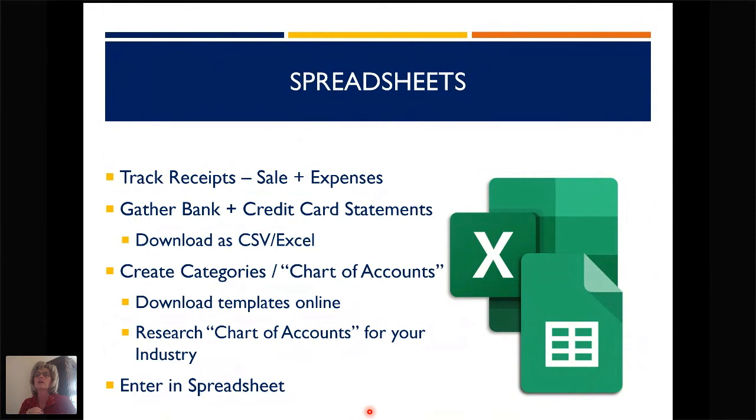So we're going to do the same things. We're still going to track our receipts. We're going to gather our bank and credit card statements. But now we might be able to download a CSV or Excel file from the credit card company, from the bank statement, and that might save us some time not having to re-enter everything. Because again, as you get busier, that activity gets more and more. Again, we're going to create our categories or our chart of accounts. Again, if you're a little more savvy, you can download those templates. You can research a chart of accounts for your industry, and then you're going to enter them into your spreadsheet.